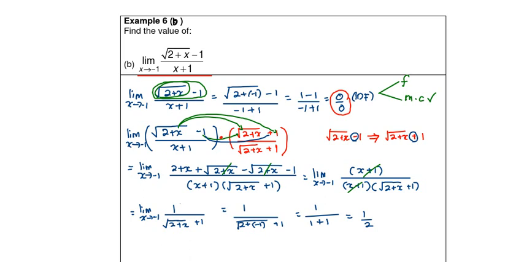So, limit x approaches -1 for the function square root 2 plus x minus 1 over x plus 1 equal to 1 over 2.